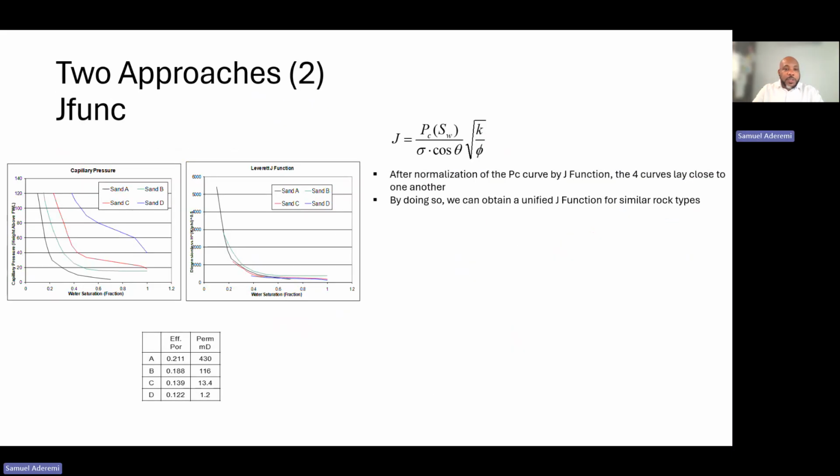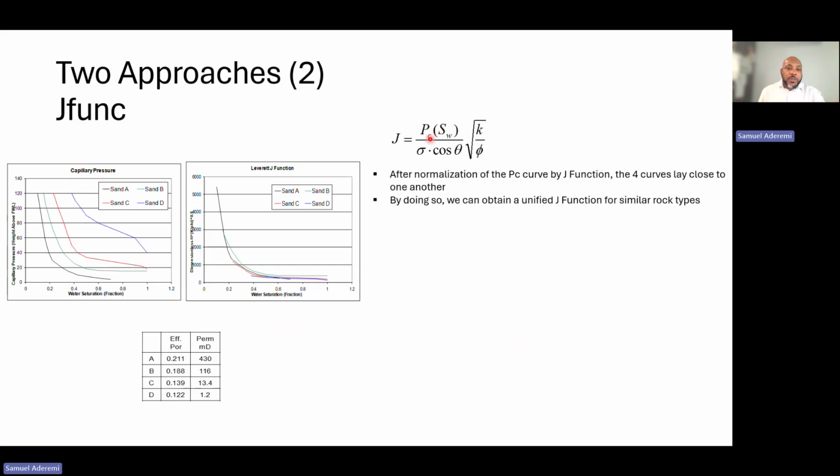This second approach, which I'm going to illustrate shortly, is to use the J-function. One thing we need to remember about the J-function, based on this equation, is that whenever you have different permeability and different porosity, you are going to need a different capillary pressure.